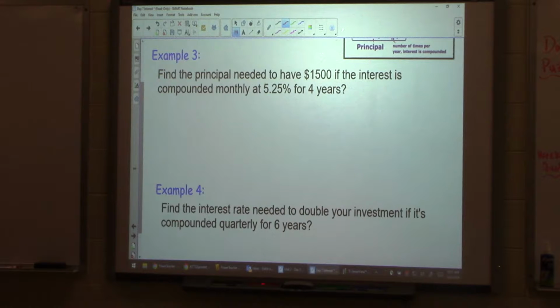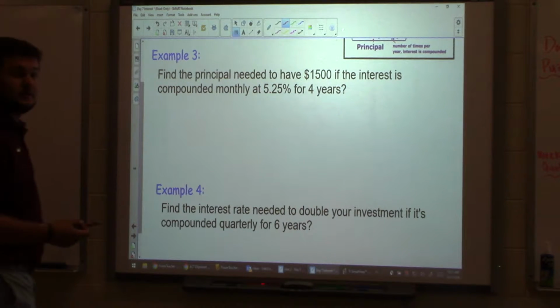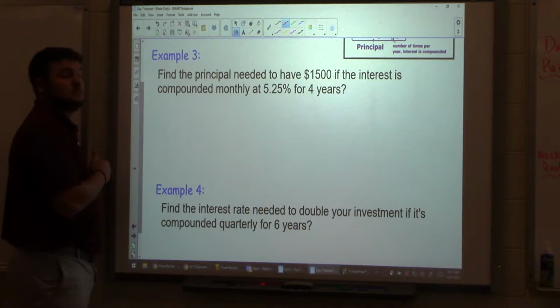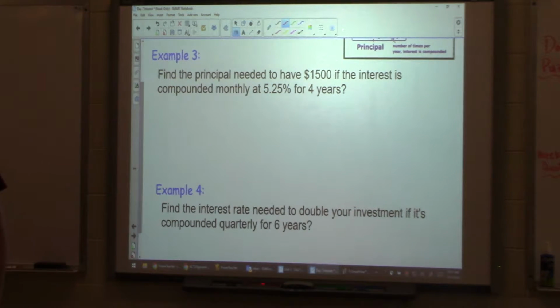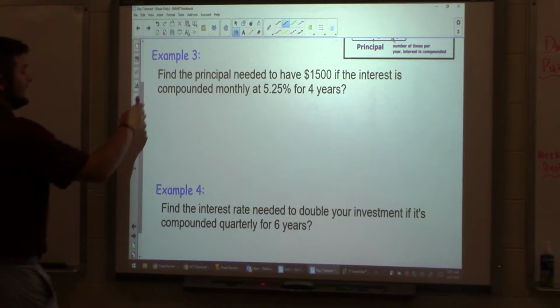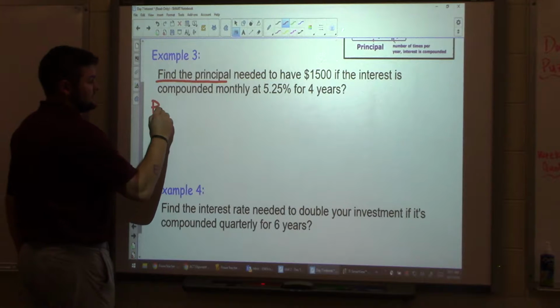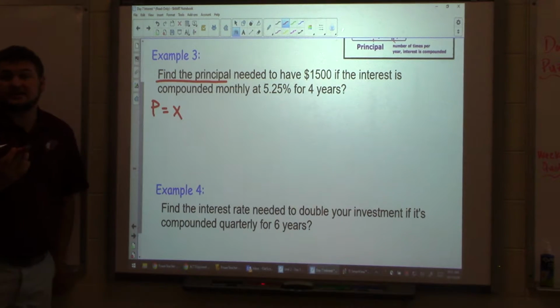Alright, what are we told in this problem? What do we know? What are some things I can write down that I know? A equals 1,500. You sure? It says find the principal. So that means we don't know P, right? Find the principal means P is an unknown. It's X.